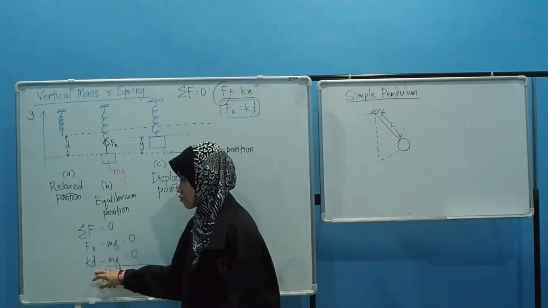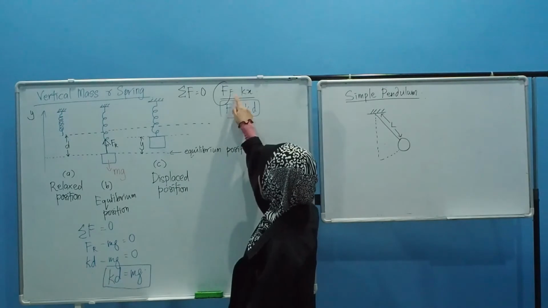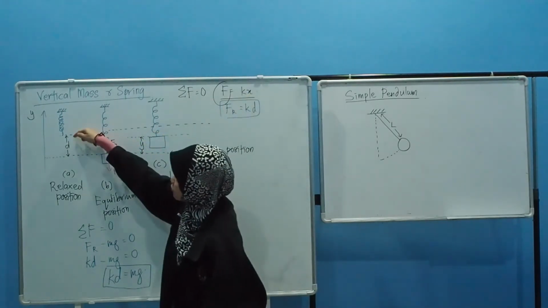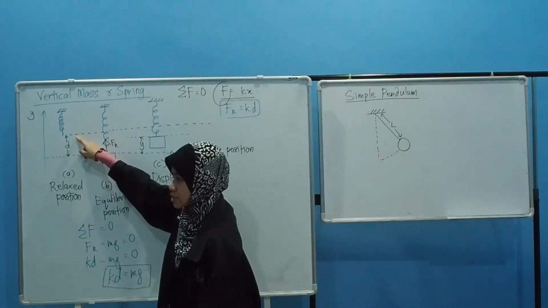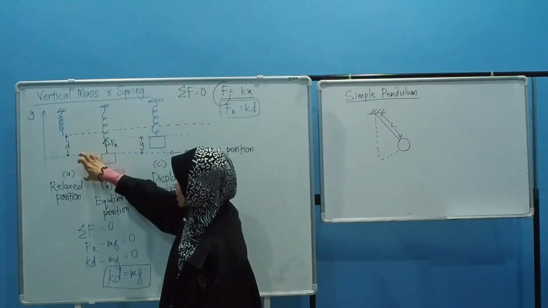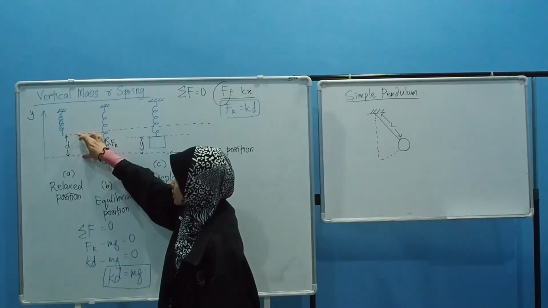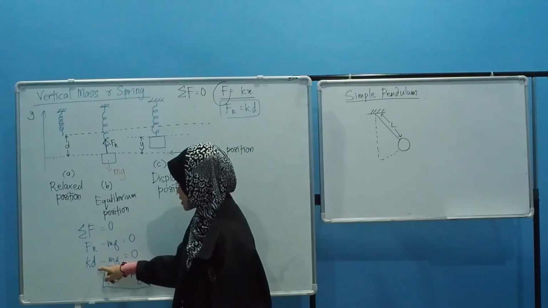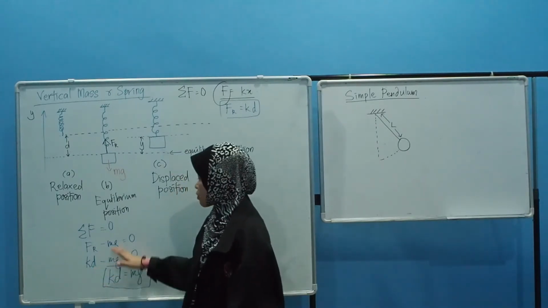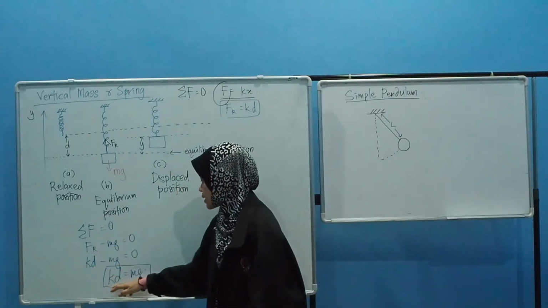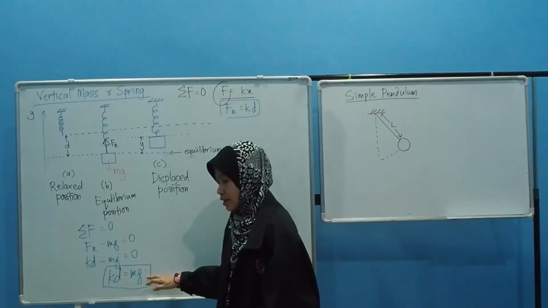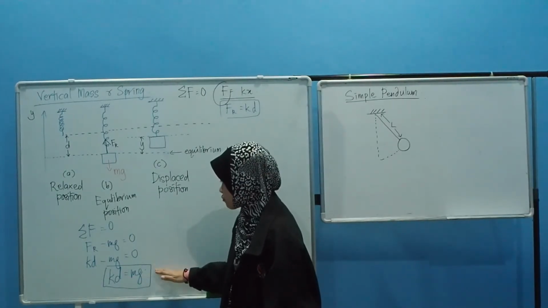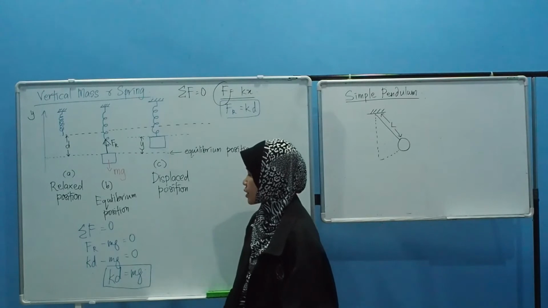Kd here is from Hooke's law. Kx. X here, substitute with d because the spring is displaced by the displacement d. So replace x here with d. So from here you can get one relation. Kd is equal to mg. This equation is only for the object in equilibrium.